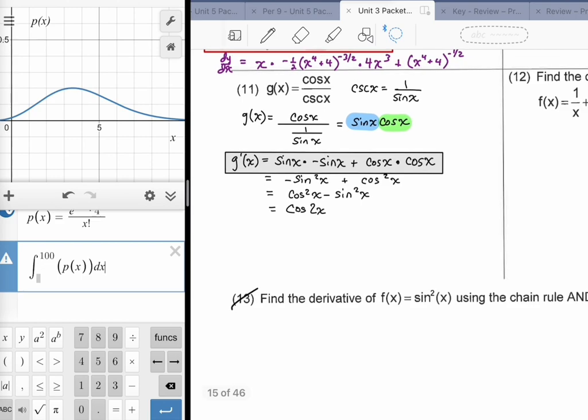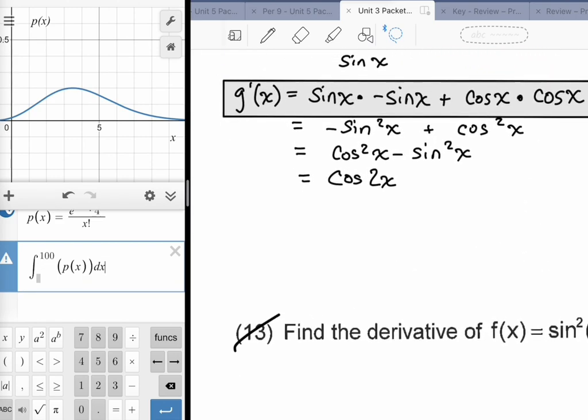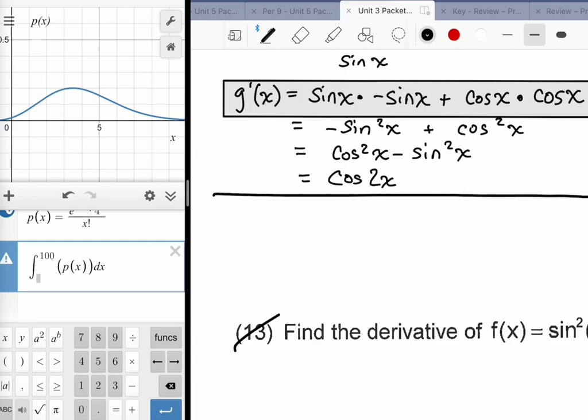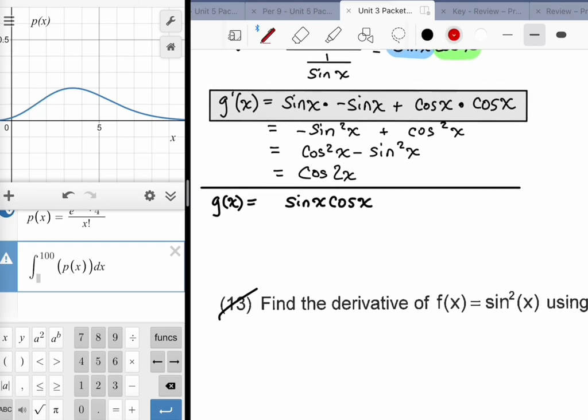So going back to this g of x, I'm going to look at it as a form of an identity. We had sine of x, cosine of x. Now, you might remember a rule.